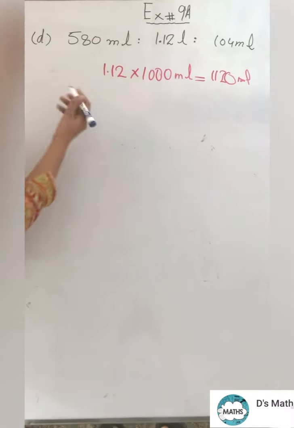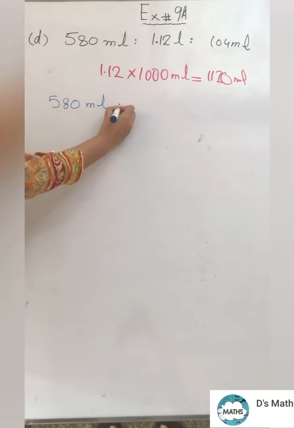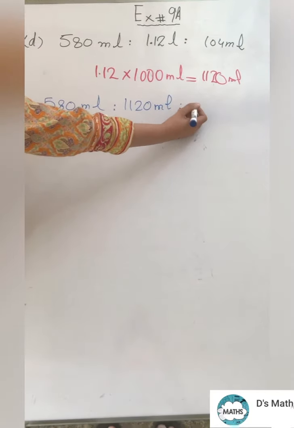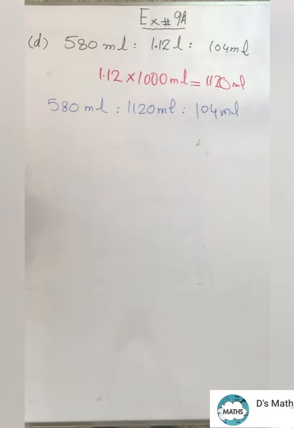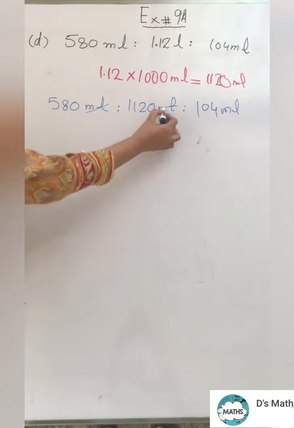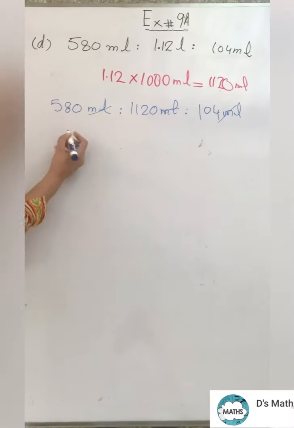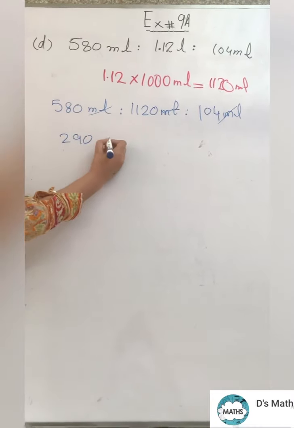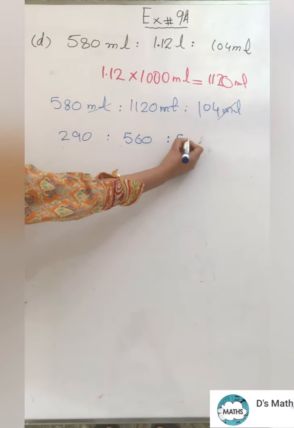Now we continue our question. We have 580 milliliters ratio 1120 milliliters ratio 104 milliliters. Now we have to choose the same table. First step, I will cancel milliliters. Next step, I will divide all three numbers by 2. When you divide these numbers by 2, you get the answer 290 ratio 560 ratio 52.